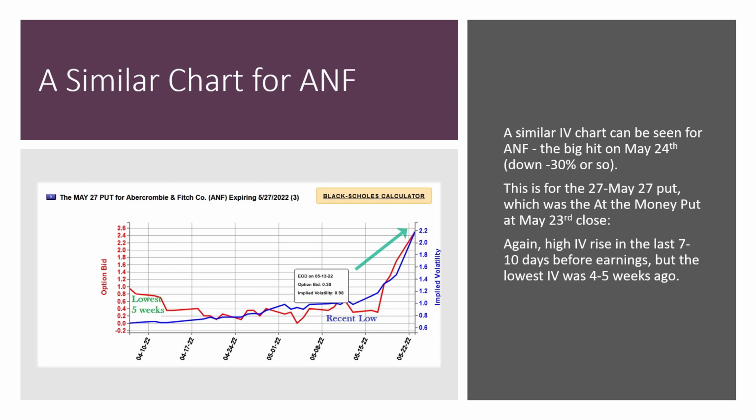That was the at-the-money put at the May 23rd close. Again, we see the high IV rise in the last 7 to 10 days leading up to the 23rd. But the lowest IV was 4 to 5 weeks ago when it was down at 0.8 or 0.9. We're looking at a volatility of close to 1.1 in the 7 to 10 days leading up to the earnings, and at almost 2.2 the day right before the earnings event. So much higher values than what we saw with RL. But again, that big lead up does happen that last 7 to 10 days prior to earnings, but the lowest value was 4 to 5 weeks ago.